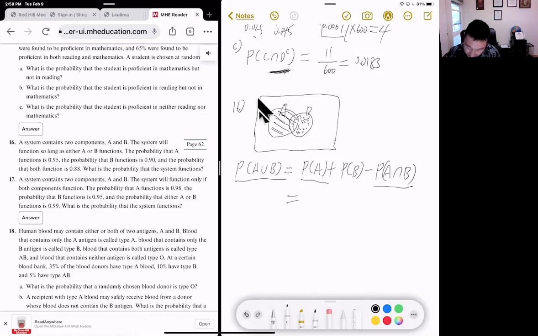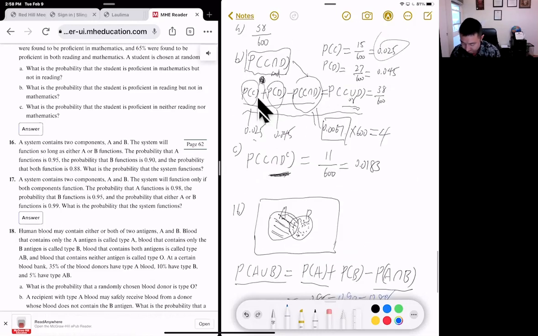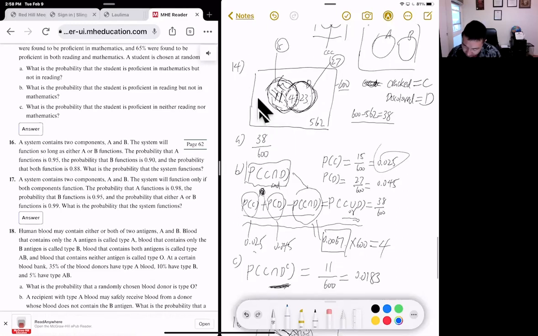So P(A) is 95%. P(B) is 90%. P(A and B) is 88%. So 0.97. Again, this question reviews the equation, which is exactly the same as this.